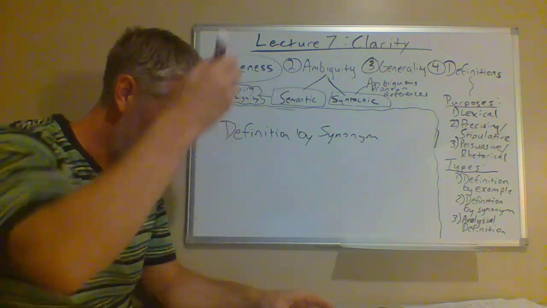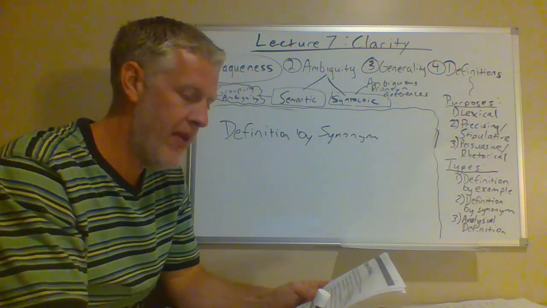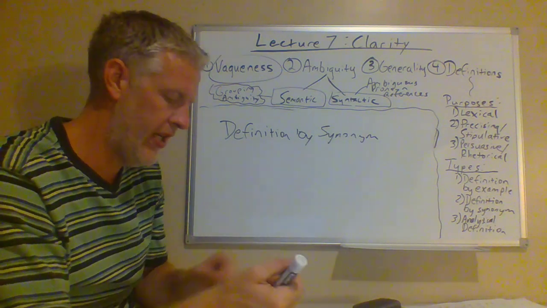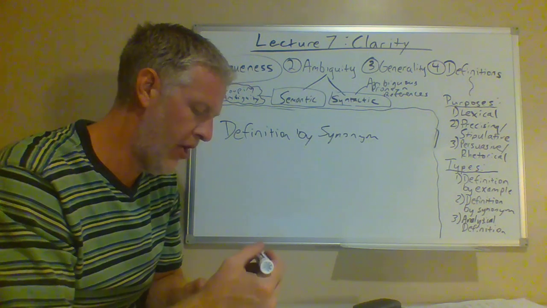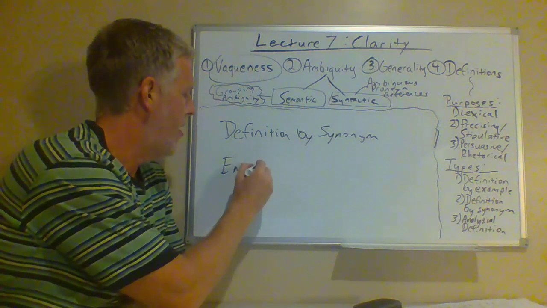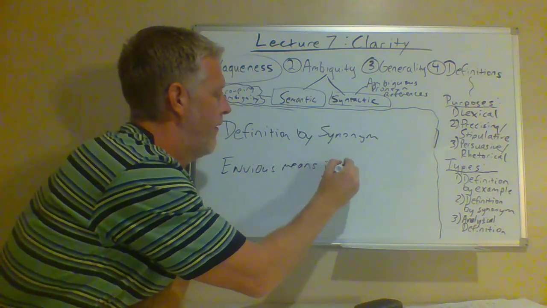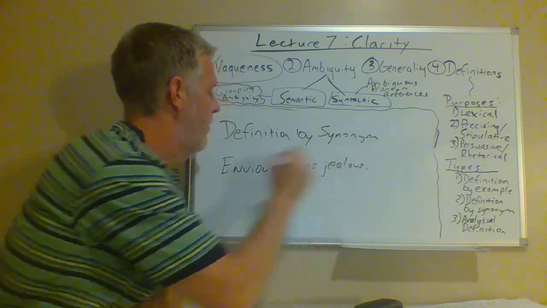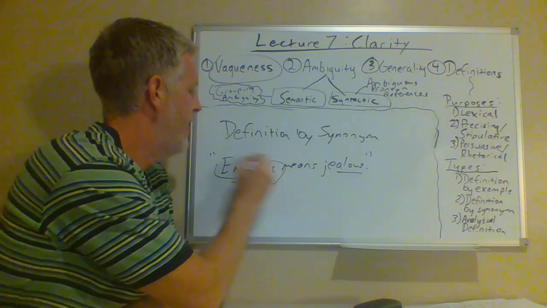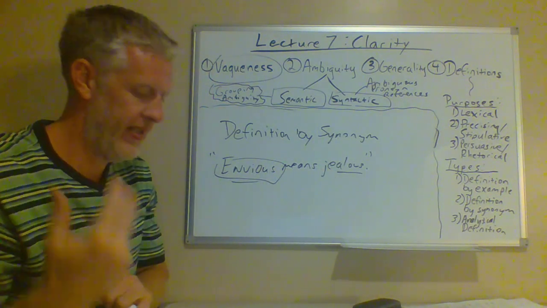As I mentioned, this is the number 2 bullet point in the middle of slide 14. This is provided by, quote, giving another word or phrase that means the same thing as the term being defined, end quote. That's taken from page 85. So, for example, you might hear someone say, envious means jealous. You're just defining, in this case, envious by offering a synonym, another word that means exactly the same thing.